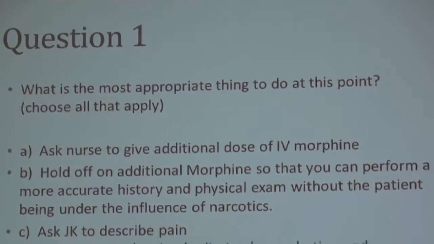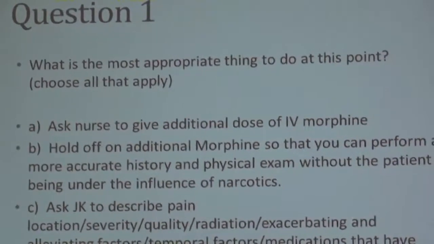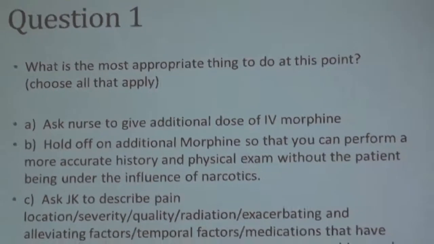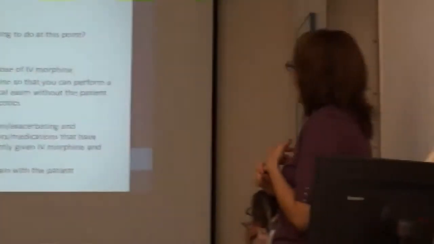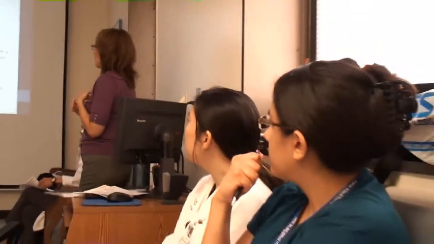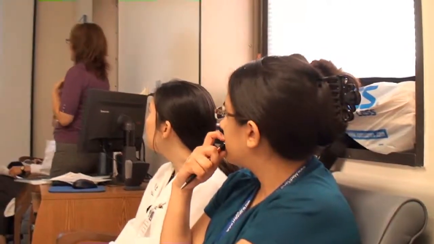So this is our first question. What is the most appropriate thing to do at this point? Choose all that apply. A is ask the nurse to give an additional dose of IV morphine. What do you guys think? B, hold off on additional morphine.